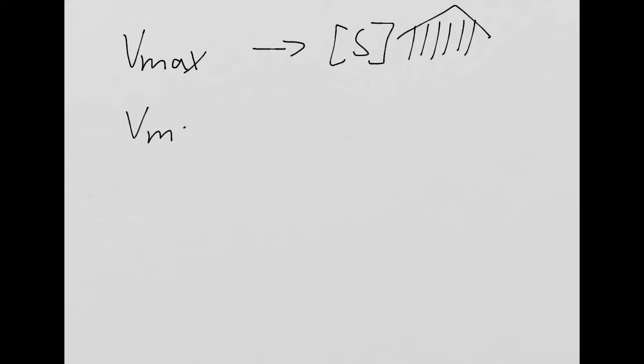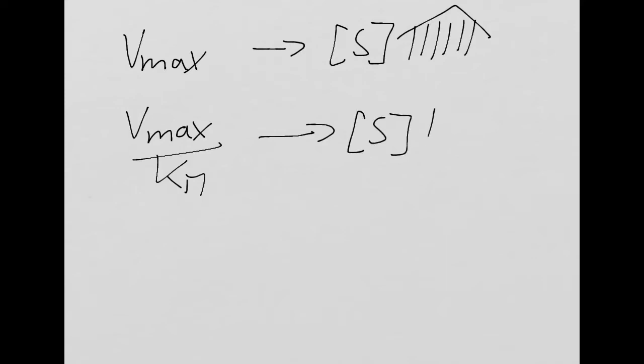We also just said Vmax over Km, that was our constant that we just used. This is something that happens when the substrate concentration is very, very small. So Vmax over Km is a parameter that tells us how the enzyme behaves when the substrate concentration is very small. Yeah?